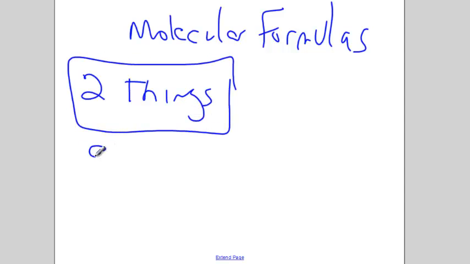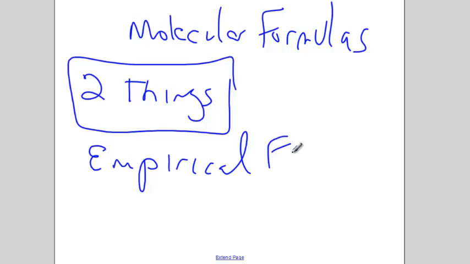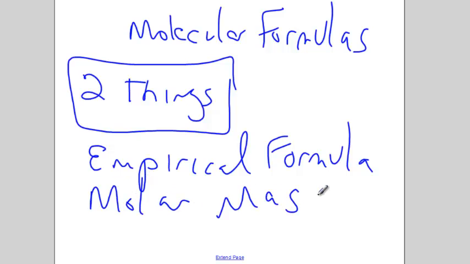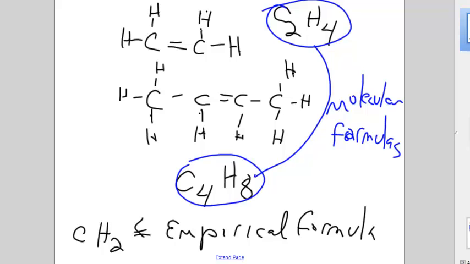Okay? You need an empirical formula, and sometimes they ask you to find that, but that's okay, you can do that. But you need an empirical formula or some way to find it, and you need a molar mass. You need a molar mass. We think back to these examples that I gave you before. Both of these have the same empirical formula, but they have different molar masses. That's how you're going to tell what molecular formula you're looking for from an empirical formula.